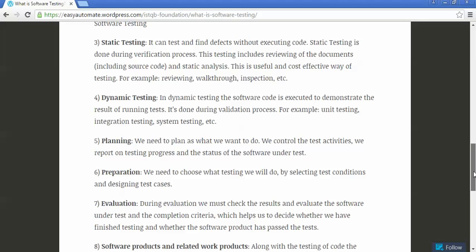Evaluation. This is something which is ongoing. During evaluation, we must check the results and evaluate the software under test against the completion criteria, which help us to describe whether we have finished testing and whether the software product has passed the test.